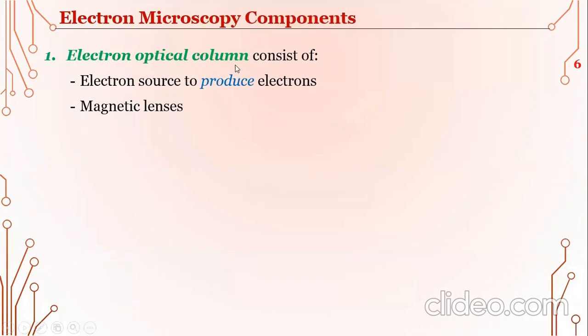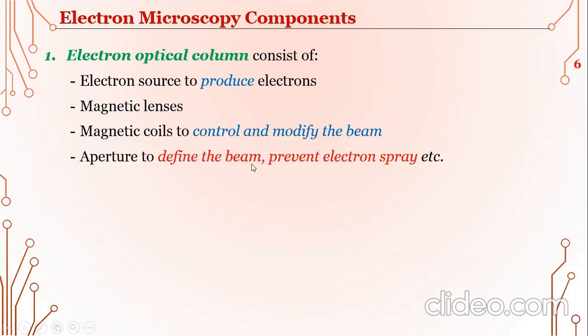Like the electron optical column, that consists of an electron source to produce electrons. Magnetic lenses will be here. Magnetic coils to control and modify the beam. And after that, an aperture to define the beam and prevent electron spray. It will prevent the spray of electrons, like it will not scatter electrons at the start of the emission. So this is what the electron optical column consists of and what it actually constitutes.